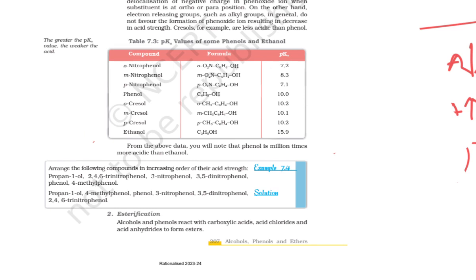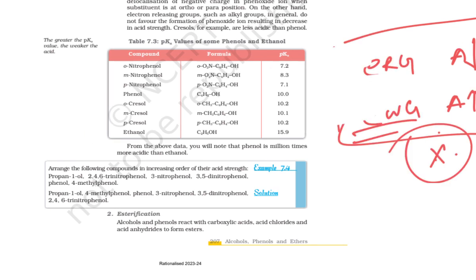There are 3 carbons present in the propanol, and in the first position there is an OH group. So the first molecule is propan-1-ol. Then your second molecule is phenol. The third molecule is 4-methyl phenol. Then we have 3-nitrophenol.